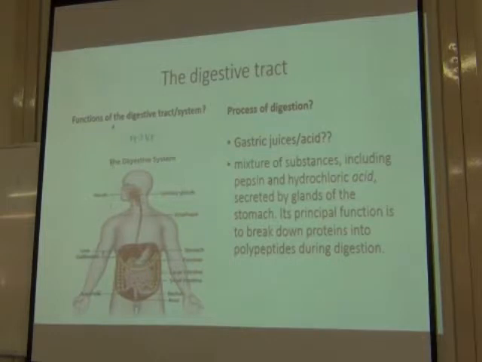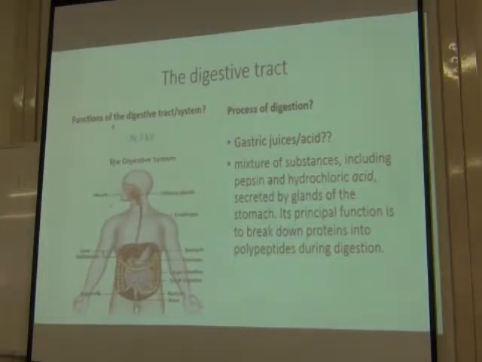Pardon? Absorption of nutrients. One. Of enzymes. Okay. Waste elimination from the body. Good. So absorption of nutrients, waste elimination, secretion of enzymes. Okay. So the digestive tract functions to help with, first, the food needs to go into the mouth.